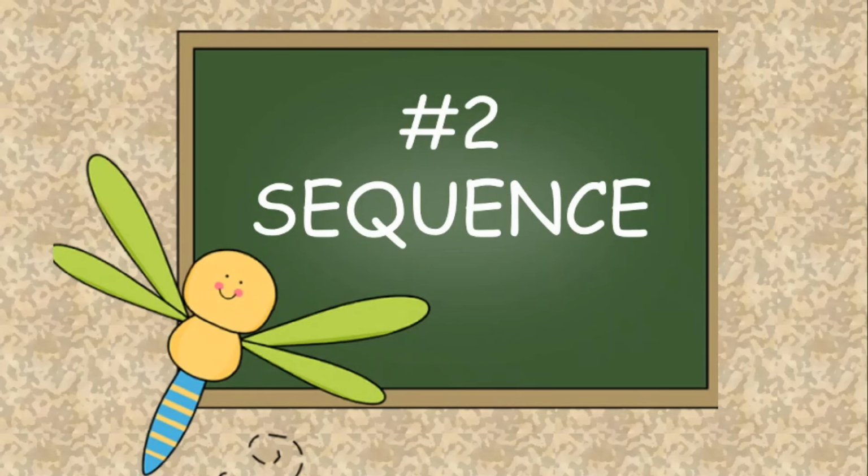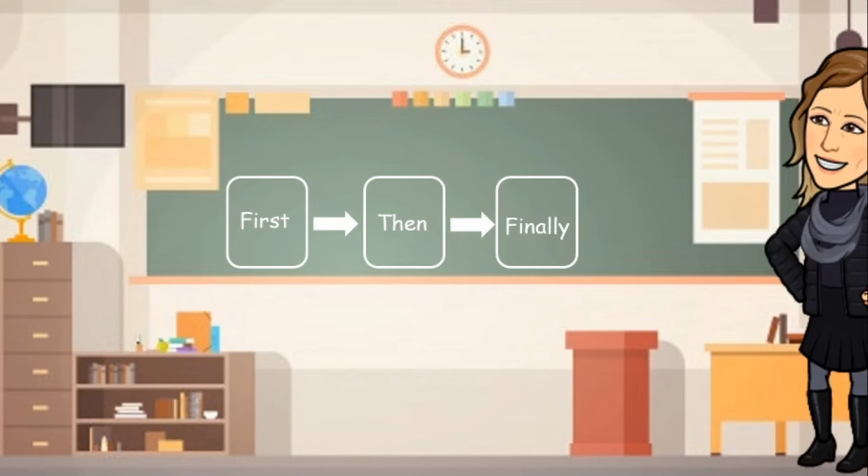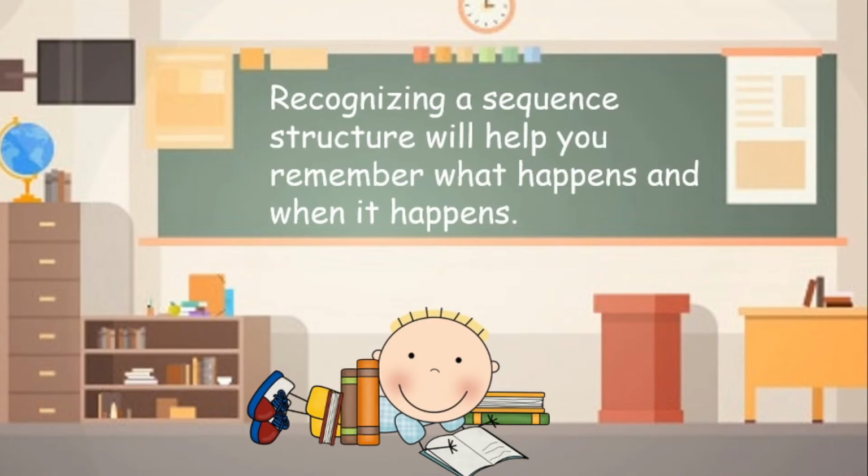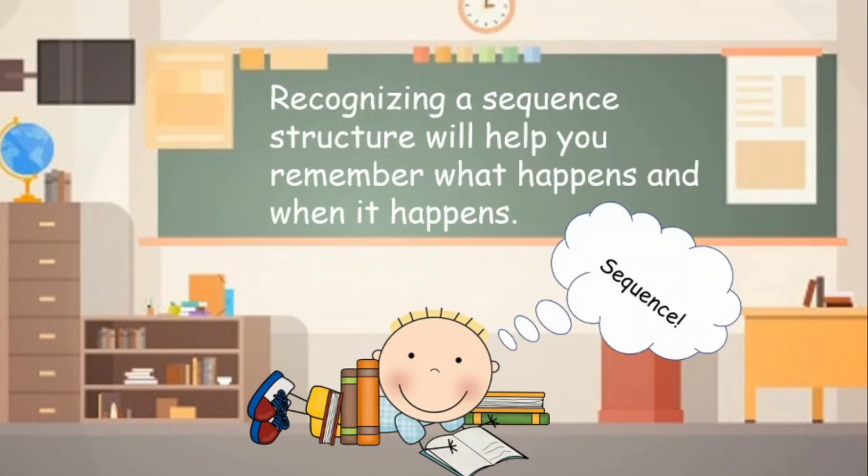Number 2 is sequence. A text with a sequence structure will follow a timeline. It will look something like first, then, and finally. Recognizing a sequence structure will help you remember what happens and when it happens.